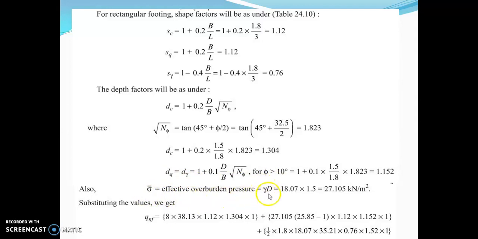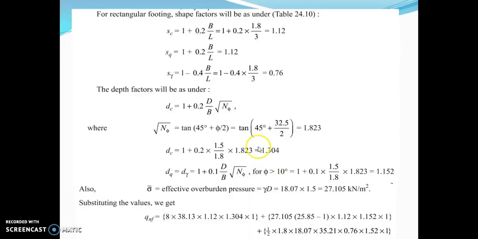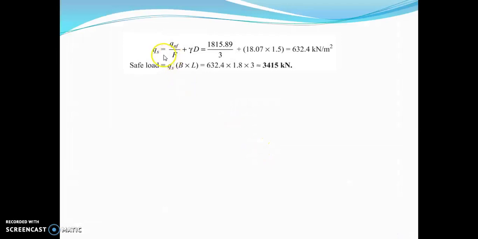How do we get it? Bulk unit weight into depth of foundation. So bulk unit weight we calculated as 18.07 into 1.5 is the depth of foundation which is mentioned in your numerical. Substituting all this, we get the value of Qnf. The value of Qnf, it's not visible here, so I'll just minimize it. Value of Qnf is somewhere around 1815.89.